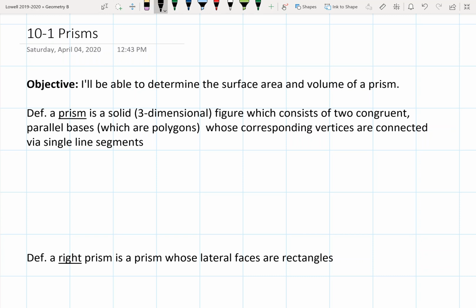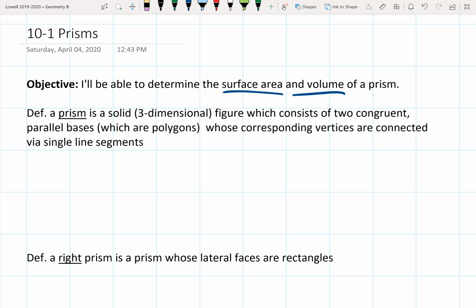All right, so our first section here is all about these things called prisms. And our goal is to find their surface area and volume. Surface area is not really a big deal because we know all about area from our last chapter. So we'll spend a little bit more time in this video talking about volume.